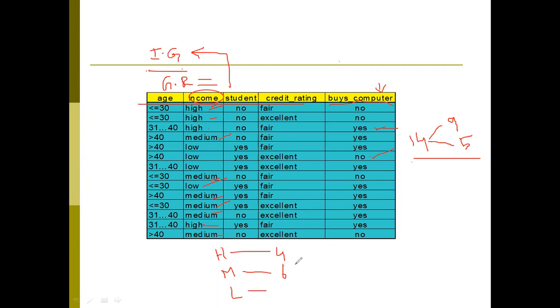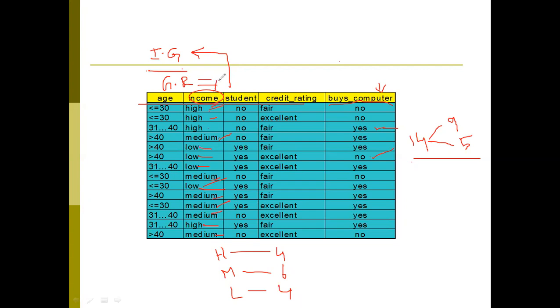So within the 14 records, we have already identified 10. How many remaining are there? 4. 4 is represented under low, which means there are 4 instances with the value low. Check it out: 1 low, 2, 3 and 4. These are the 4 low objects. Okay, now again you need to remember this. High is 4, medium is 6 and low is 4.